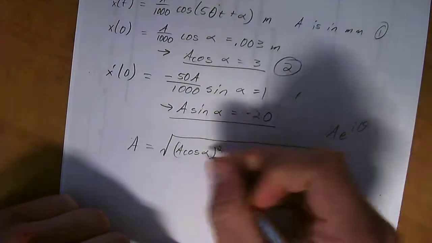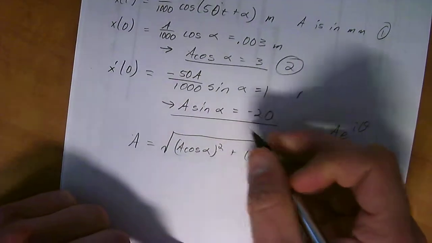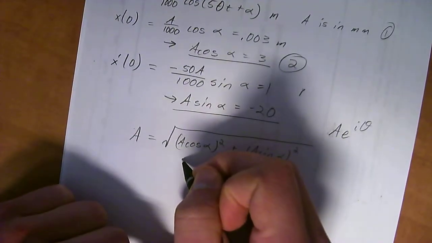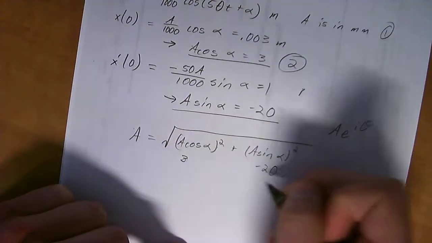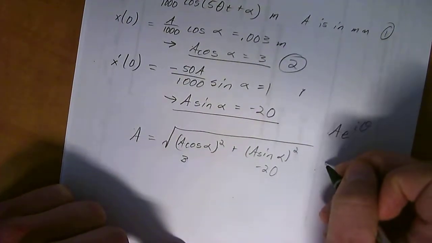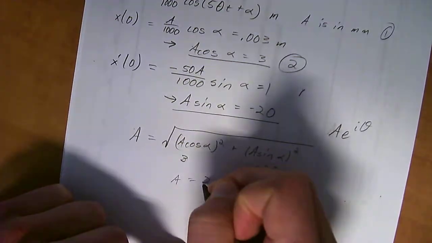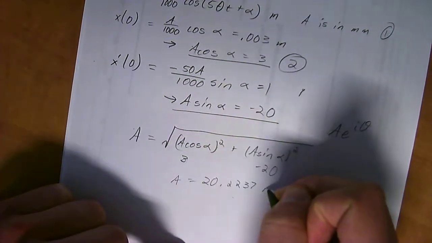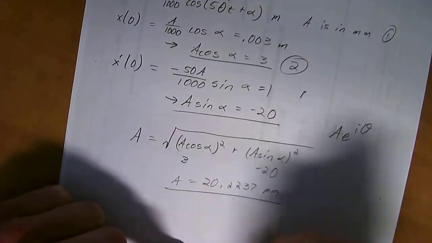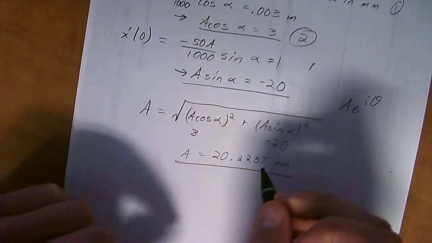Now, of course, these are both equal to certain values, so you can go ahead and plug in 3 and negative 20 as these values under here, and you'll find out that A is equal to 20.2237 millimeters. And that's your value for A.